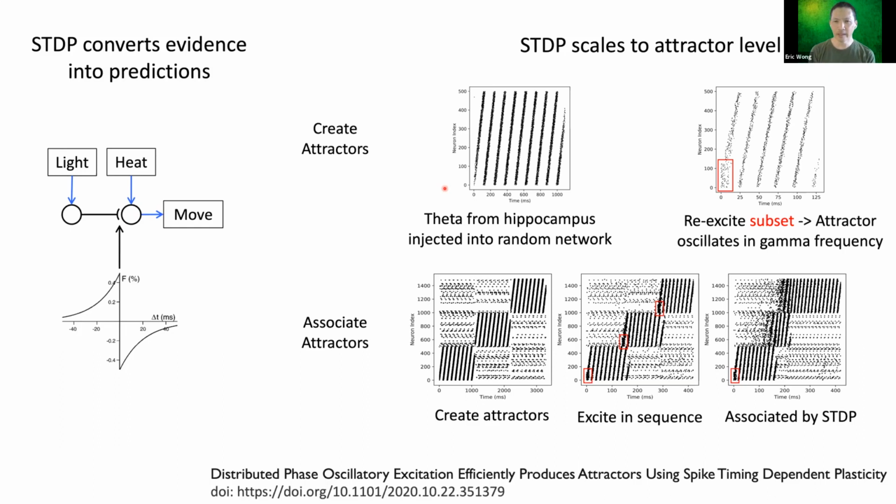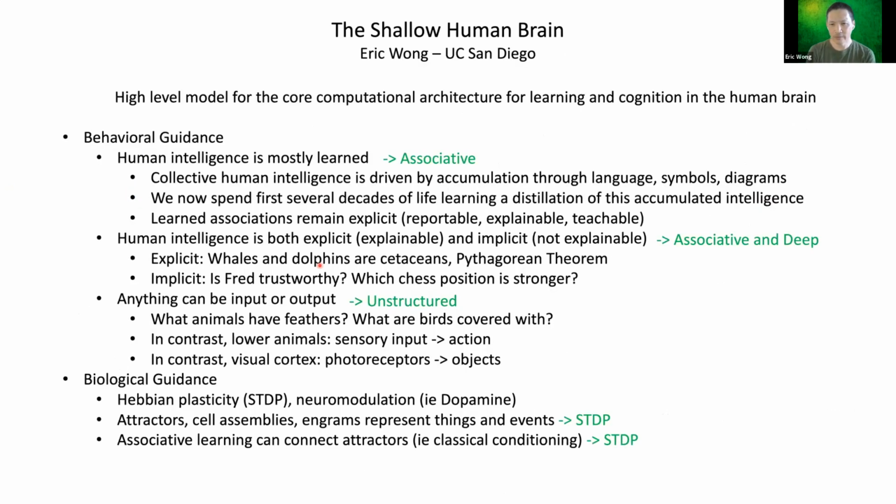And we note that STDP can both create attractors in an initially random network, and it can associate attractors using effectively the same sort of mechanism as this neuron to neuron association that works attractor to attractor as well. I don't have time to go into that in detail, but we would suggest that STDP-based mechanisms are actually sufficient to support all of these features.